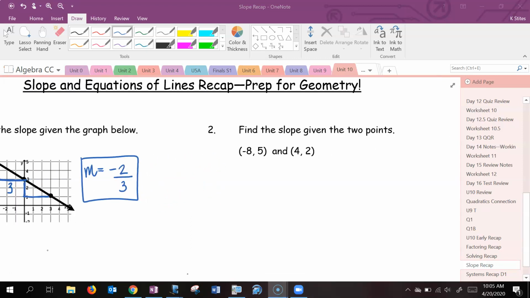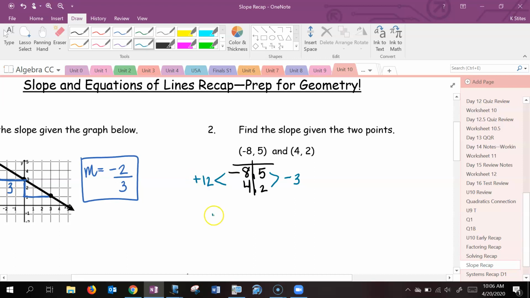Now we also found the slope given 2 points, and there are 2 ways that you can do this. The first way is just to make a table with your points, and we did our jumps, okay? So for example, 5 to 2, that is going down 3. -8 to 4, that's going up. It's actually going up 12. And then your slope, we do change in y over change in x. So it was -3 over 12, which you can then reduce to -1/4. Okay, so that's one option. That's what we taught you originally.